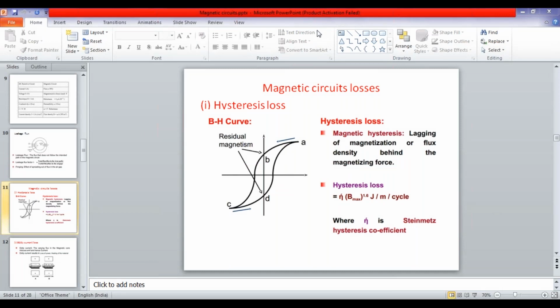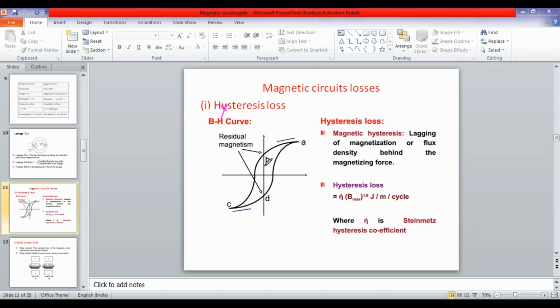Now, what are the losses that take place in magnetic circuits? There are two types of losses. One is the hysteresis loss, and another one is the eddy current loss. Let us see about the hysteresis loss now.